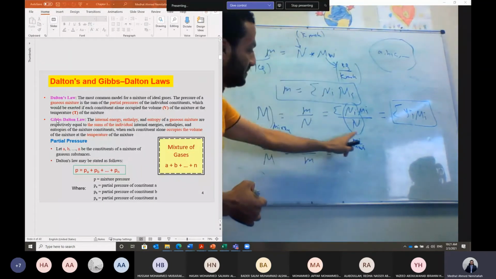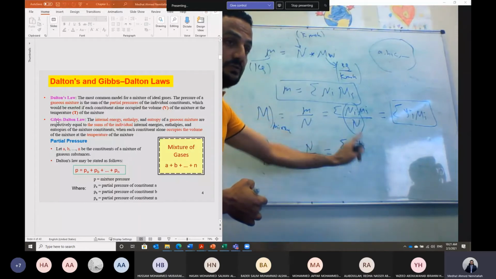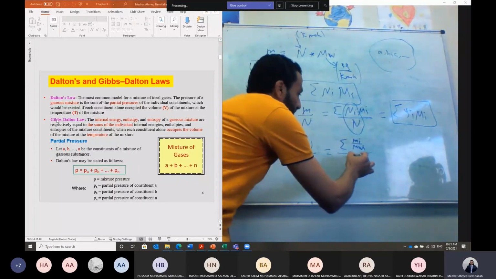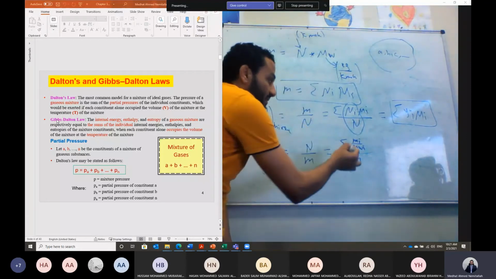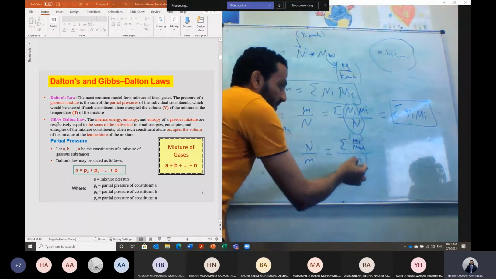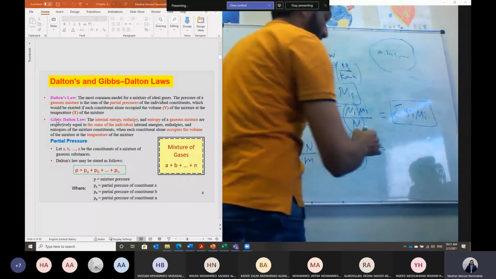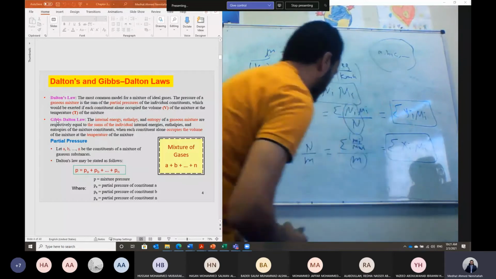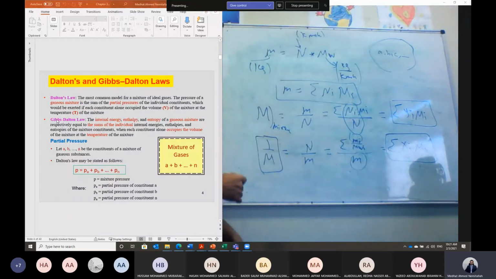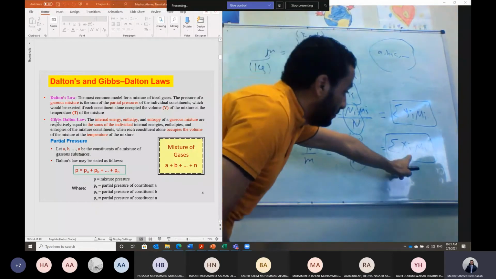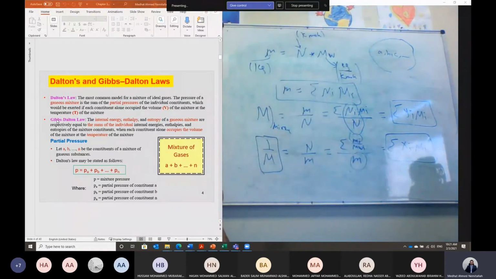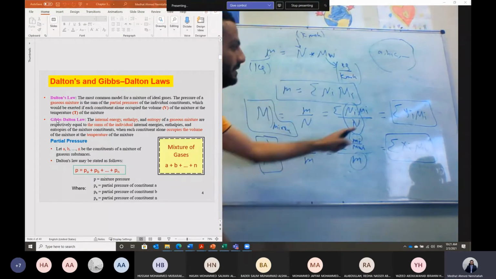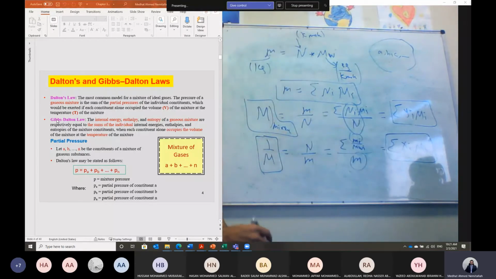So the total N is the summation of the mass of each species divided by its molecular weight. This is divided by the mass. But we have Mi divided by total mass, we call it the mass fraction. So that should equal the summation of Xi divided by the molecular weight Mi. And this is 1 over the molecular weight. 1 over the molecular weight is equal to the summation of Xi, the mass fraction, divided by the molecular weight for each component. But the molecular weight itself is equal to the summation of Yi multiplied by Mi.